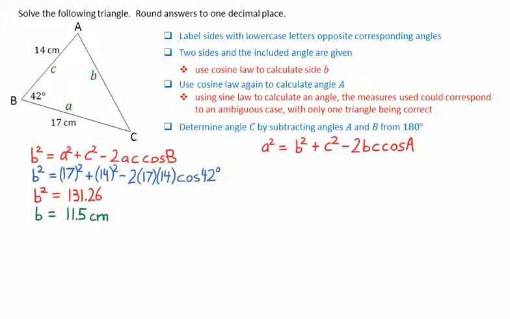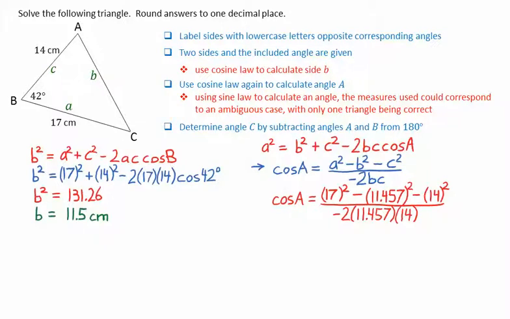Now that we have side B, we can use the cosine law again. This time, we'll figure out angle A. a squared equals b squared plus c squared minus 2bc cosine angle A. Solving for cosine of angle A, we get a squared minus b squared minus c squared, simply moving the b squared and c squared to the other side, and then divide by negative 2bc.